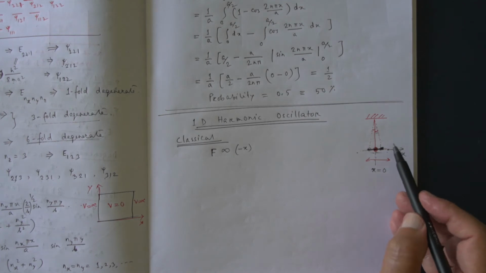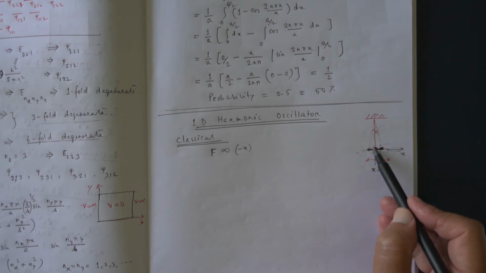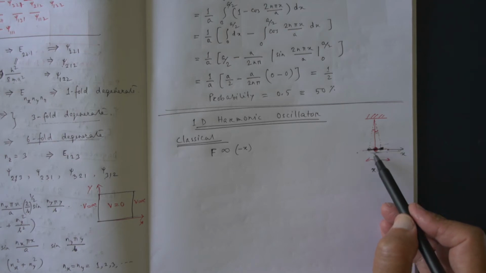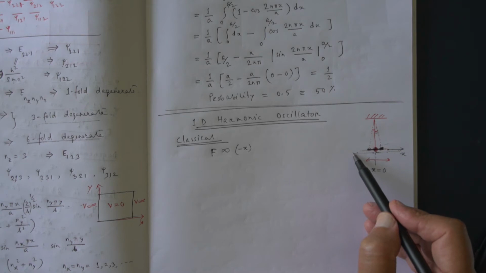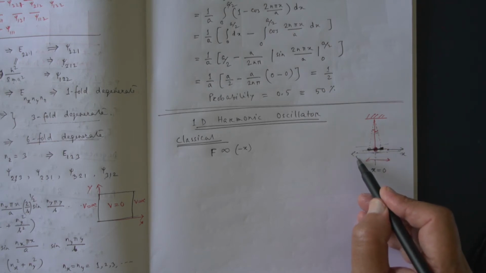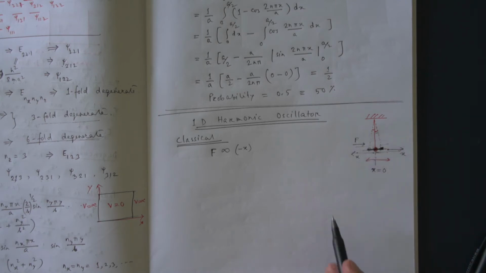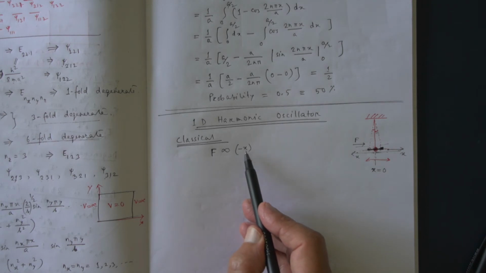If displacement is along this direction, the direction of the restoring force will be opposite. If displacement is in the other direction, the restoring force will be in the opposite direction. Therefore, we write it like this: the restoring force is proportional to displacement, but with a minus sign, because the directions are opposite.